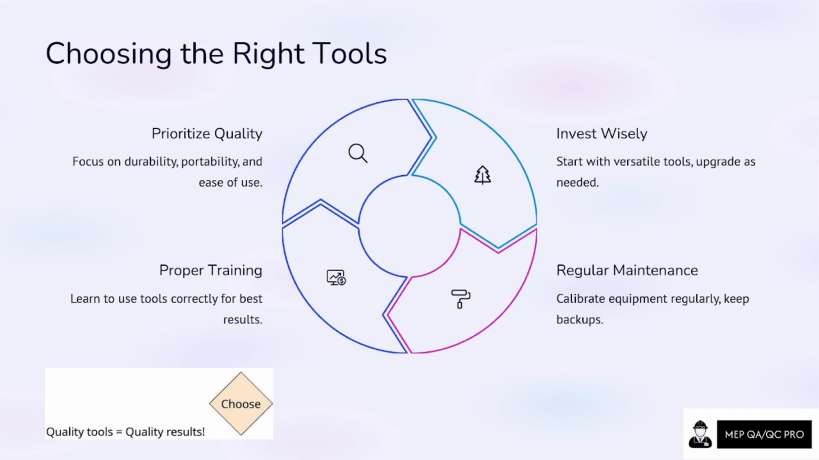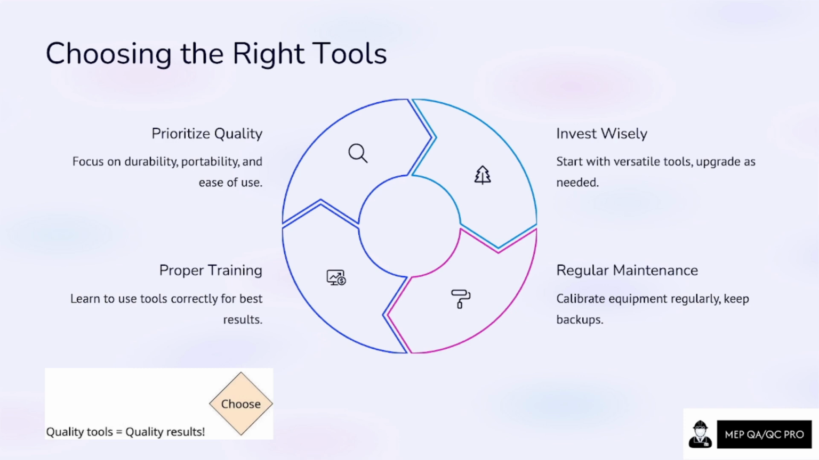Then you need to invest wisely. Start using versatile tools, upgrade as needed. As a QAQC engineer, you should invest in yourself, that you need to learn more and more. You have to search what is going on nowadays in the world, how quality engineers are leading and upgrading themselves. So you need to invest in going to training or seminars. You need to attend them yourself so that you can keep yourself updated.